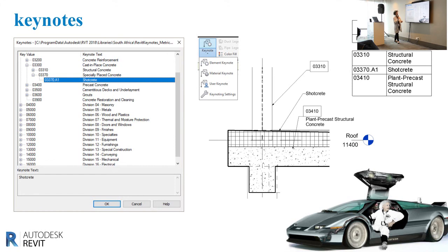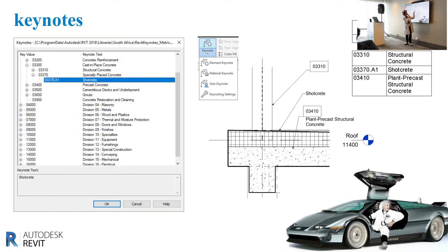When you annotate, you're not going to use a normal annotate tag. You will use the keynoting tag: one for element keynote, one for materials keynote, and then user keynotes, if you can use a keynote. To display it, there are also options, as you know. You can display just the code, just the description, or both. Those are just a keynote tagging family, like any other family in Revit.